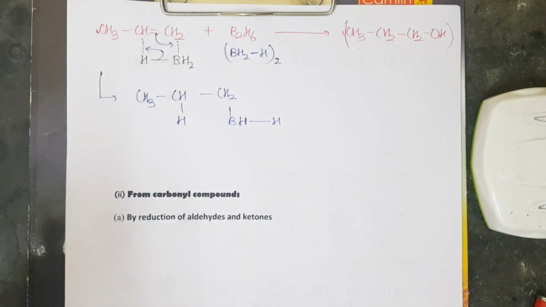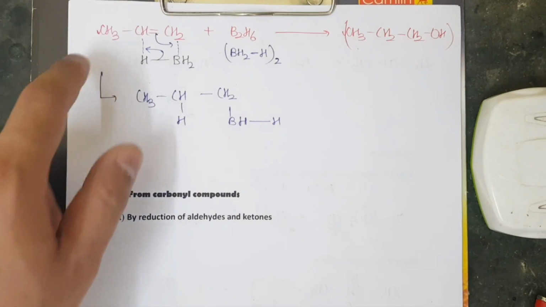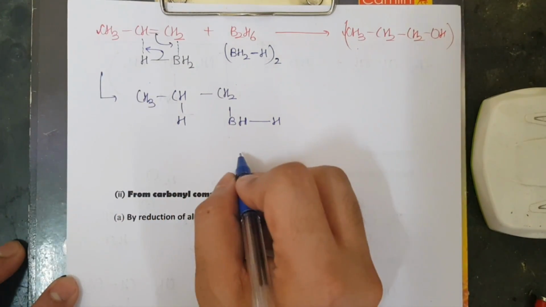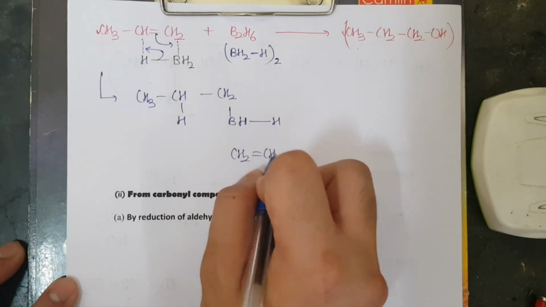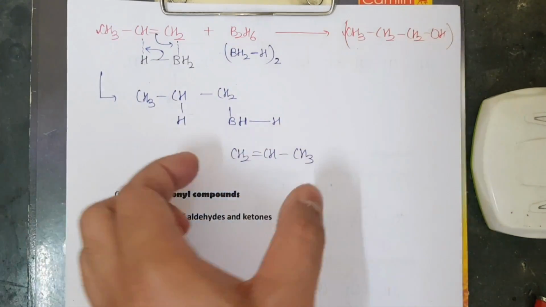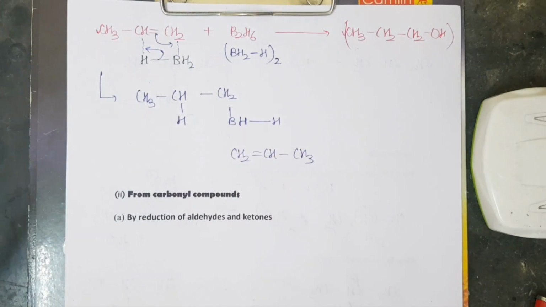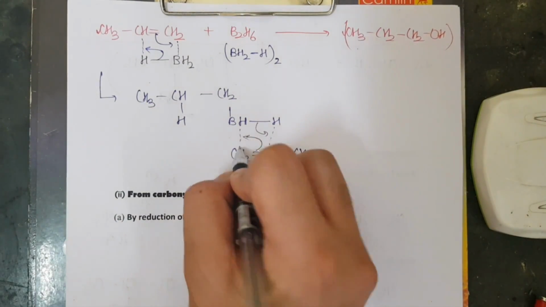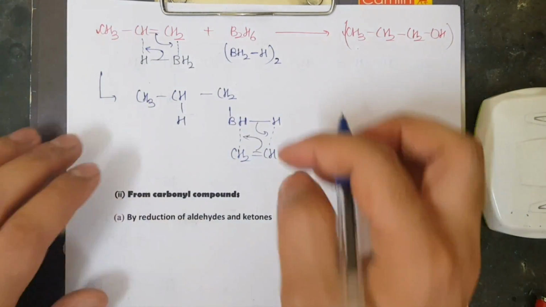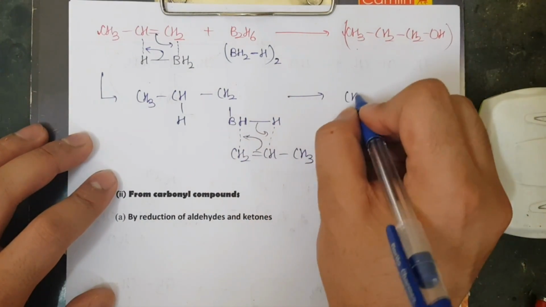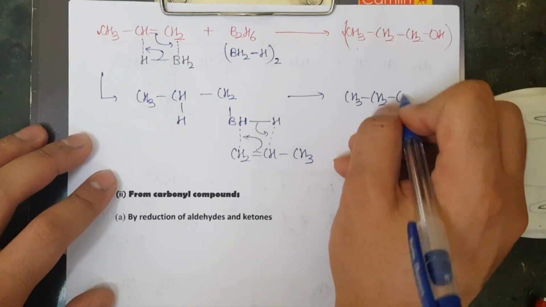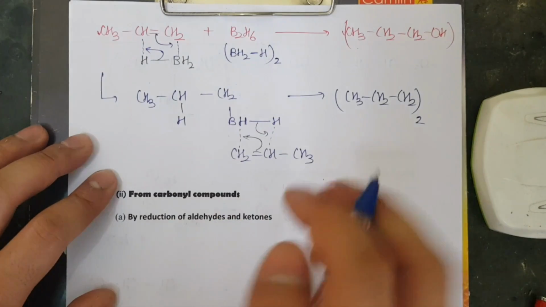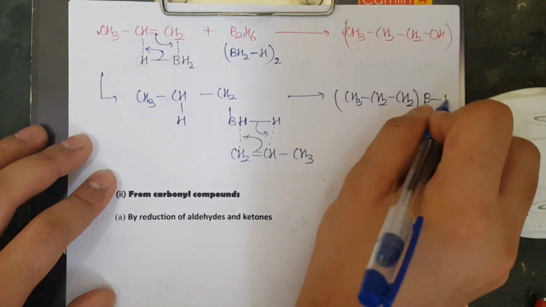Now you can guess what I'm going to do once again. I'm going to take one mole of alkene once again. So what would I get from here? Let me write CH2 double bond CH, CH3. This bond moves here, this bond moves here. So once again I would get the formation of CH3, CH2, CH2 whole twice, because two are getting attached here, and we have B and H.